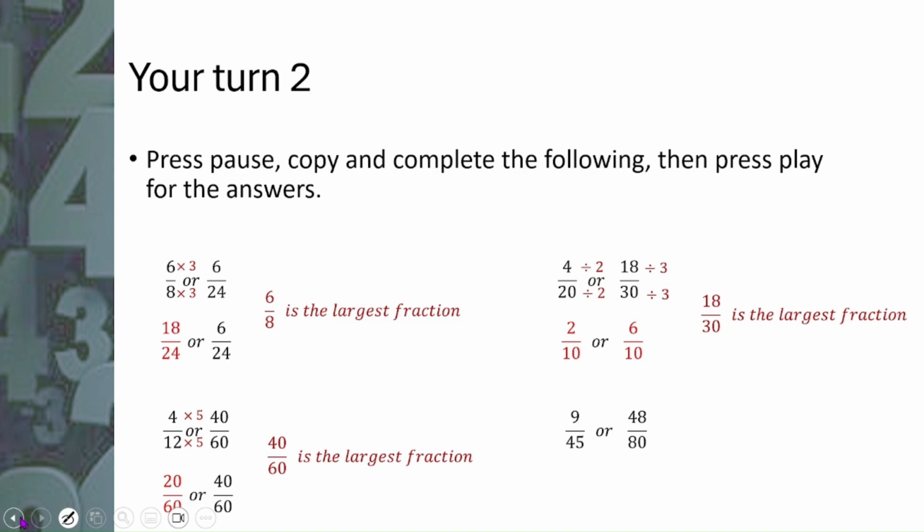So for the next one, this is a little bit more tricky. 9 over 45 or 48 over 80. Now, as I went through this, I realized I'd used numbers a little bit more tricky than I had intended, but 720 seemed to be the best option for our common denominator here. And to do that, we were multiplying by 16 in the first instance and by 9 in the second instance to convert our fractions so they have a common denominator. And this then tells me that the second fraction, 48 over 80, is actually the biggest value fraction.